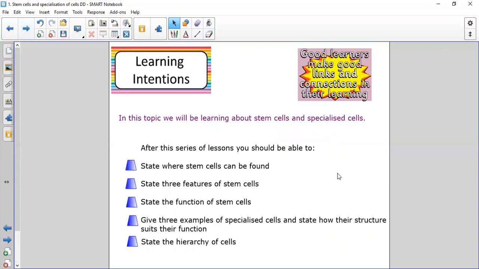And that's us got to the end. So we have looked at where stem cells can be found. We've looked at 3 features of stem cells. We know the function of stem cells. We know at least 3 examples of specialized cells and how their structure suits their function. And we know what this term hierarchy of cells means. Look back at the notes you've just made. Have you got all this information?